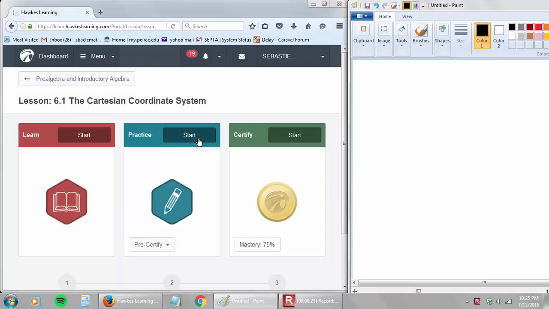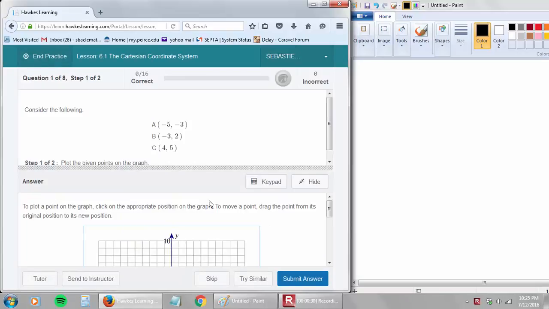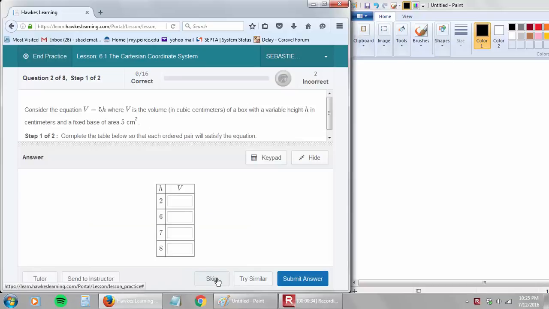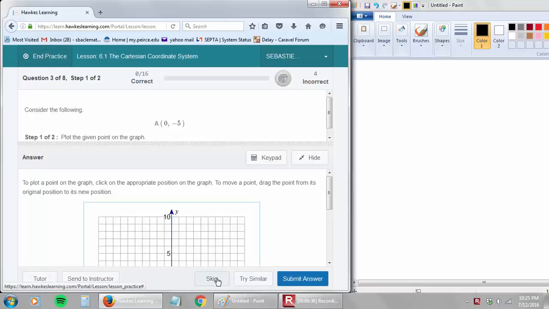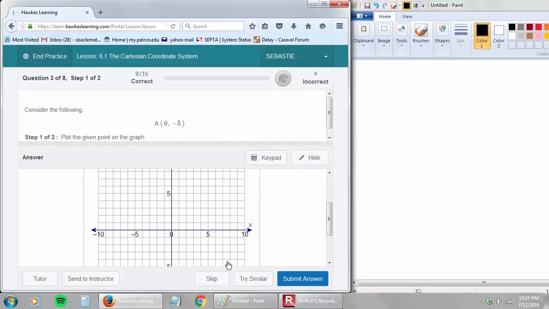So I'm going to start with section 6.1. And these ones aren't too bad. I haven't had as many complaints about this particular section, and I'm not worried too much about the plotting points, although just to give a demonstration of how that works in HOX, if they ask you to plot a point like this or graph a point like this, well, we'll go ahead and do this one.